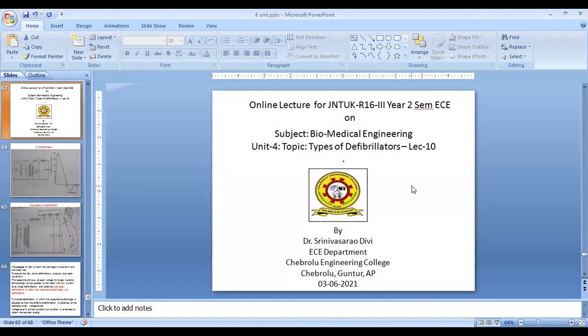So we are discussing the defibrillators. When a fast beat occurs and there is unsynchronization between the atria and the ventricles, the heart potentials generated from the SA node do not propagate properly. Due to that, the pumping action of the heart does not function properly.